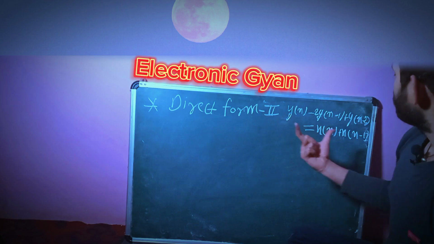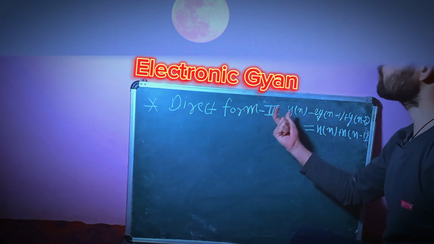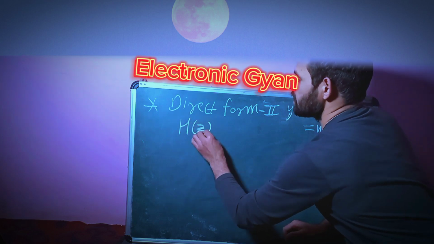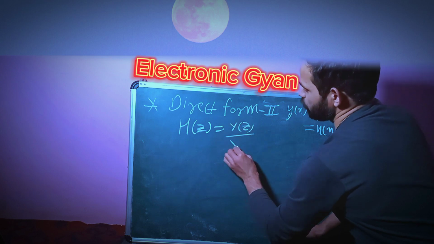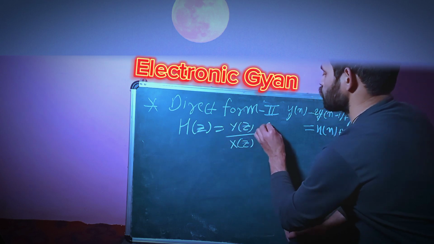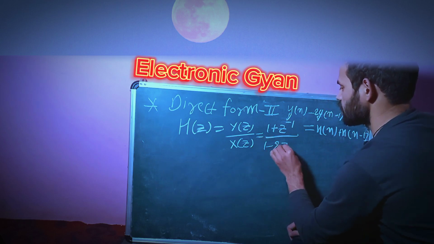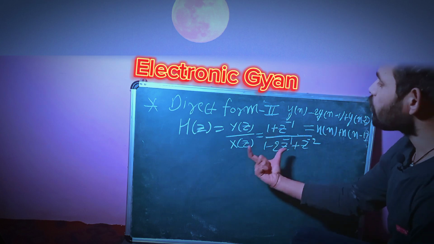Okay, x of n minus 1. So this is the difference equation. Okay, so we are going to draw the direct form 2 representation, as we have obtained H of z. H of z is equal to Y of z upon X of z, that is equal to 1 plus z inverse divided by 1 minus 2 z inverse plus z minus 2.